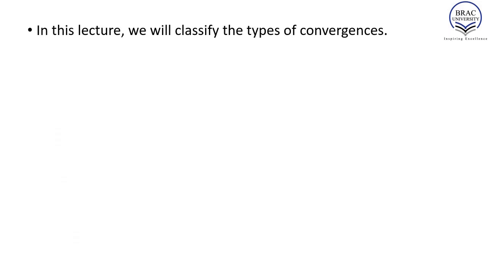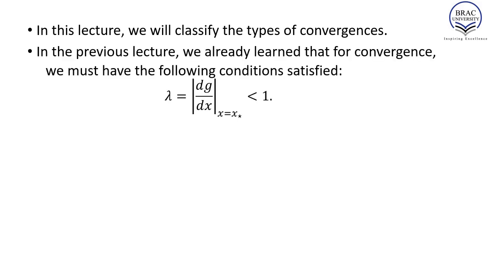In this lecture, we will classify the types of convergence. In the previous lecture, we already learned that for convergence, we must have the following conditions satisfied. Remember that we define lambda as the derivative of g at the fixed point, that is x equal to x r. And this must be less than 1 if the function is convergent. Otherwise, it is not. It may be divergent or maybe no contraction at all.